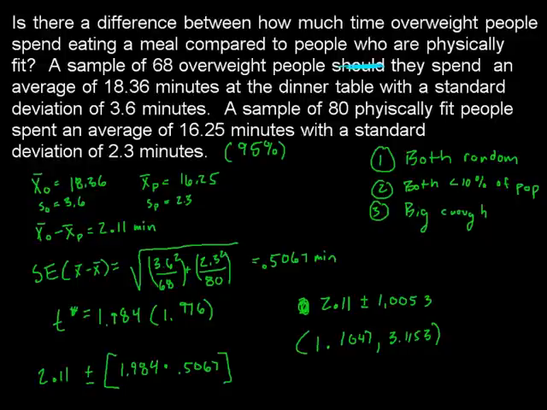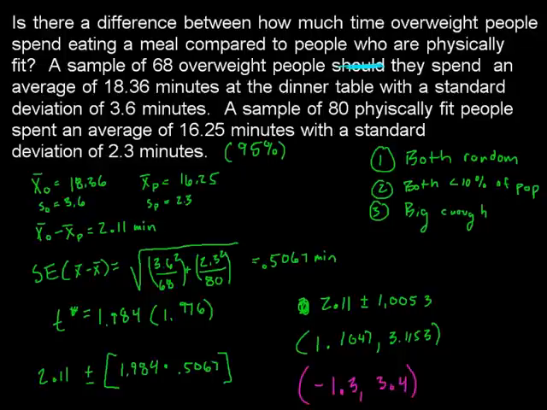Now, once again, let me just talk about what we said before. Let's just say that the interval came back at negative 1.3 to positive 3.4. Now, that didn't happen, but let's just say it did. This would say that physically fit people could spend 1.3 minutes more at the dinner table, or overweight people could spend 3.4 minutes more, or notice zero is in that interval, so that would tell me that they could even be tied, that there really is no difference between overweight people and physically fit people in how much time they spend at the dinner table.